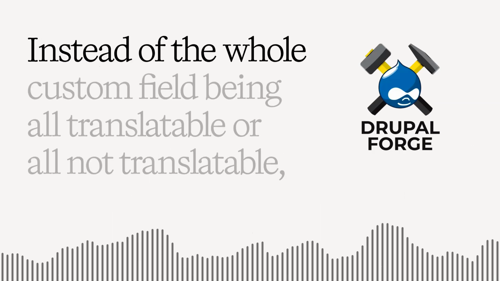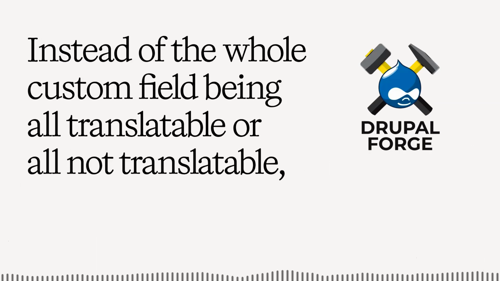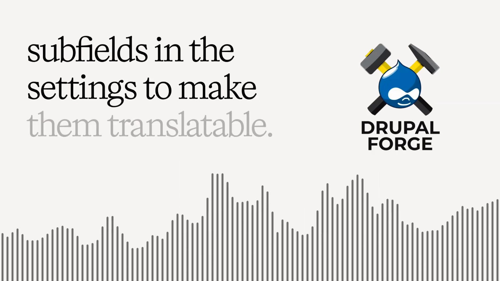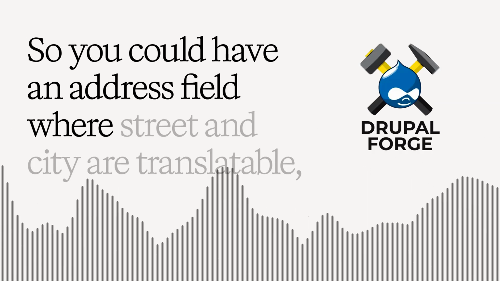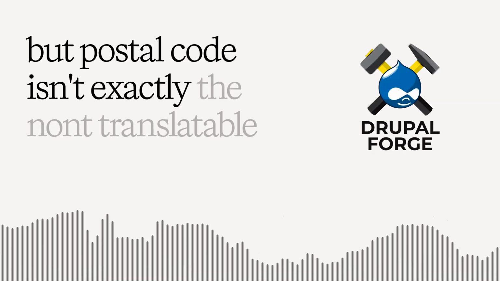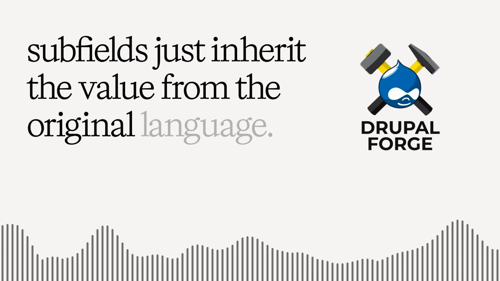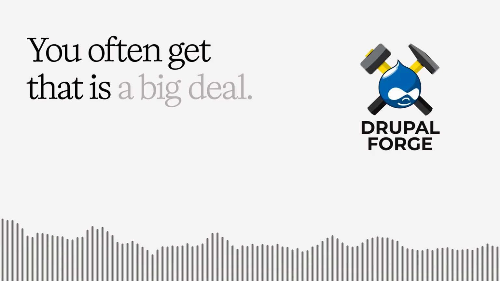Why? Yeah. Instead of the whole custom field being all translatable or all not translatable, custom field lets you check a box on individual subfields in the settings to make them translatable. Whoa. Okay, so you could have an address field where street and city are translatable, but postal code isn't. Exactly. The non-translatable subfields just inherit the value from the original language. That's way more flexible than the all or nothing you often get. That is a big deal.